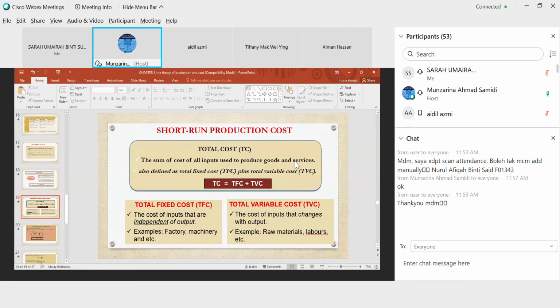Total cost is the total fixed cost plus total variable cost: the cost you pay for your variable input plus the cost you pay for the fixed input.